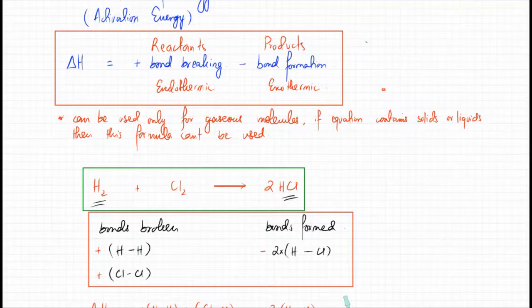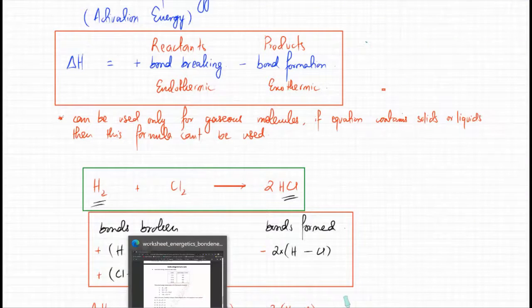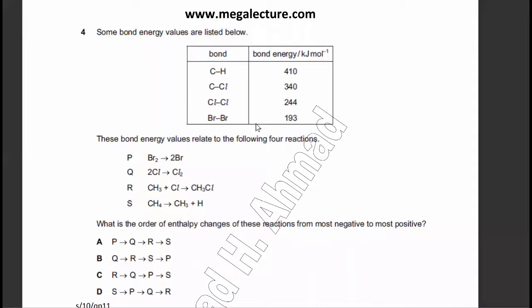But remember, I told you that you can use bond energies, and bond energies can only be used for gaseous molecules. They're only defined for gaseous molecules. So there's a limitation that we have. So I'm just going to do a couple more questions. Most of the questions are very easy. So for example, in this reaction, what they're looking for is the order of enthalpy changes of these reactions from most negative to most positive.